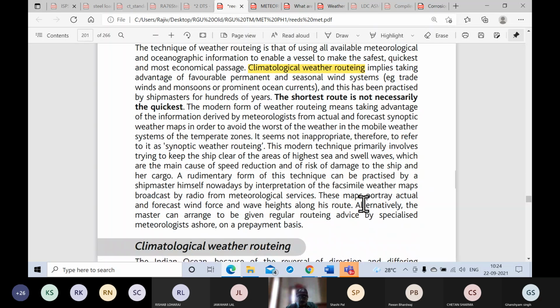Now one thing is certain, the shortest route may not necessarily be the quickest, because even on a longer route, the current and favorable climate can encourage more speed. Of course, the shortest route means fewer nautical miles to travel, but it will not be the quickest. Quickest routes will take into account weather routing, advantage of forecasts, synoptic weather maps, so that you avoid the worst of the weather and take advantage of all the prevailing currents and climate.